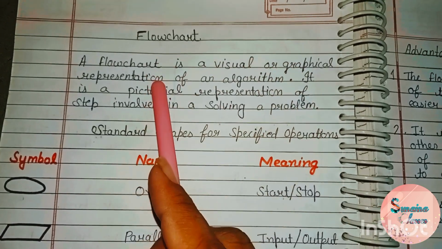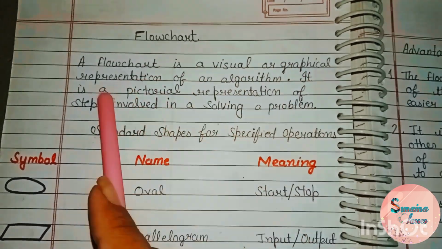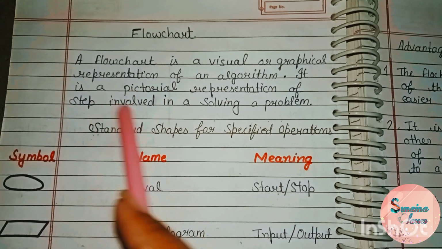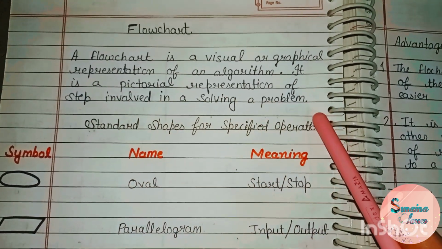And welcome to this video on flowchart. We know that a flowchart is a visual or graphical representation of an algorithm. It is a pictorial representation of the steps involved in solving a problem.